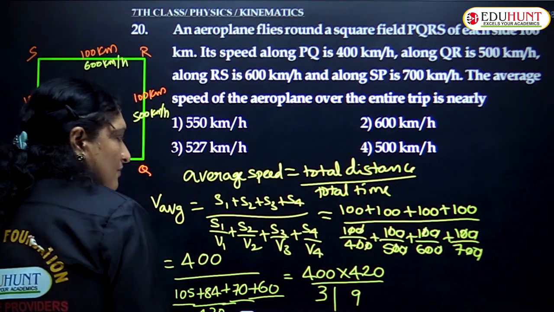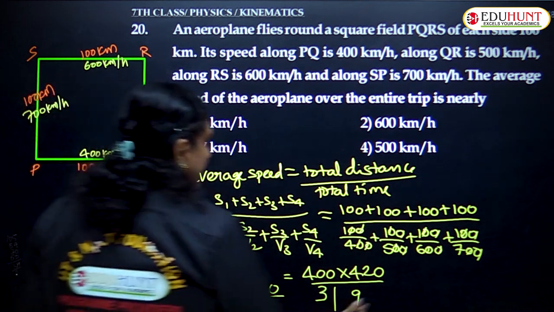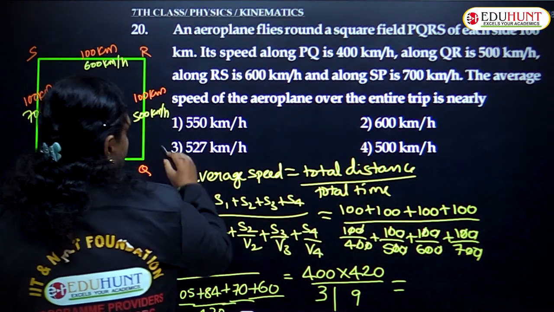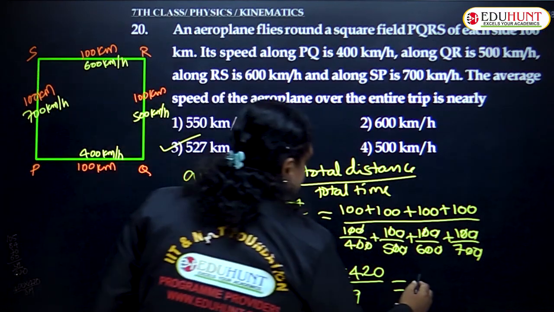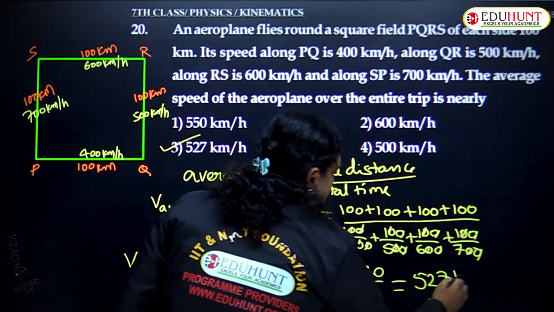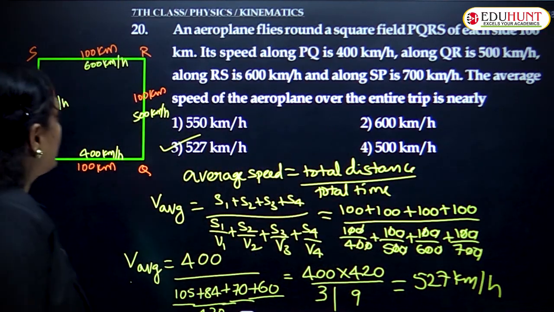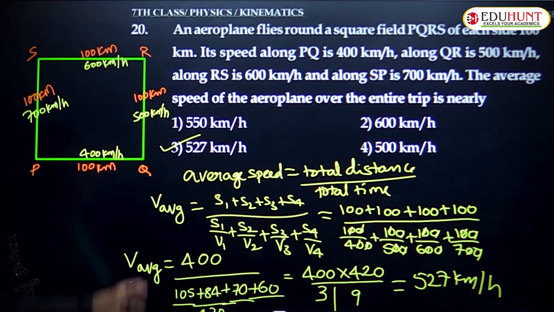So, just simplify 1620 upon 319. Something it is, I think it is 527 kilometer per hour. Okay. Check back, children. Your answer must be 527 kilometer per hour. Okay. I hope you understood this question. So, children, moving to the next question.